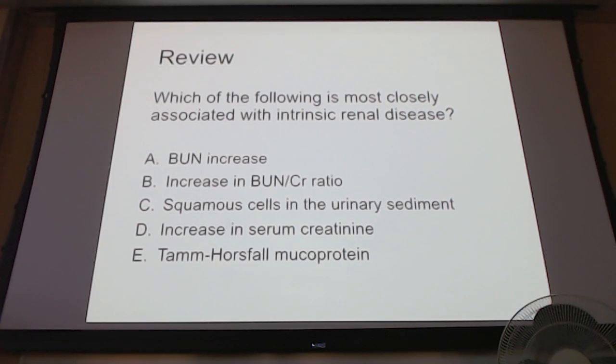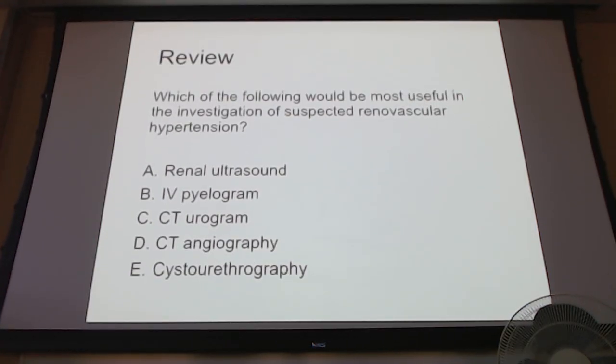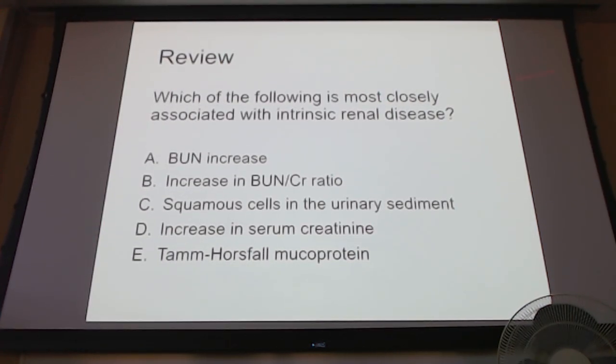So the only one of these that is most closely associated with intrinsic renal disease is an increase in serum creatinine. The key phrase there being most closely. Because some of these are just flat out wrong, and the other ones can be associated with other things besides, and in fact may even be more closely associated with a different problem than intrinsic renal disease.